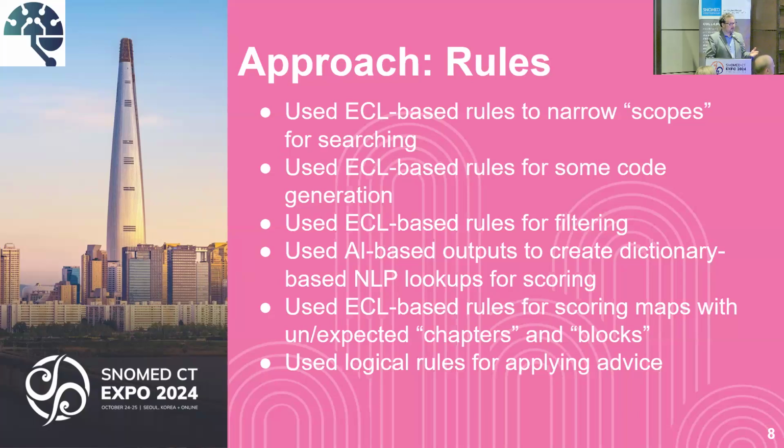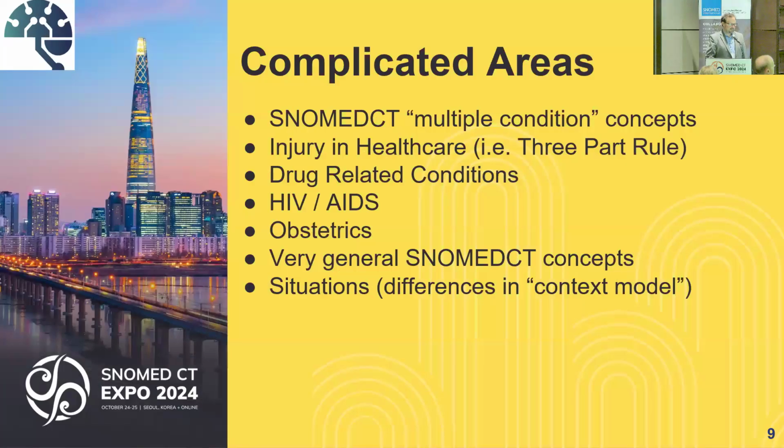And then we can also use the ECL that we came up with to map to the chapter and block levels to score answers that represent things that we have in the expected answer set for a SNOMED concept. So a SNOMED neoplasm should have a neoplasm code, for example. There's some complicated areas on the SNOMED side, multiple condition things. So, it's tricky for a lot of reasons because sometimes the multiple condition things are actually in ICD11 as single things, and sometimes they're not.